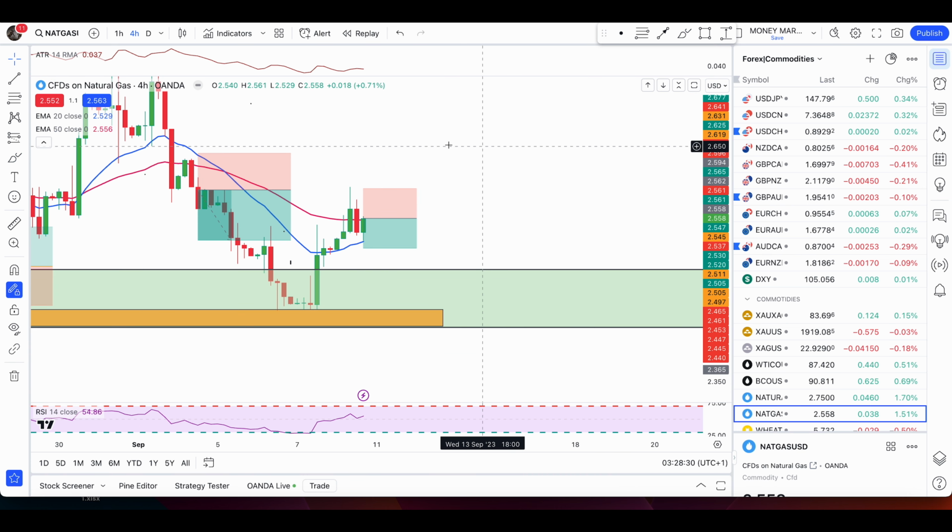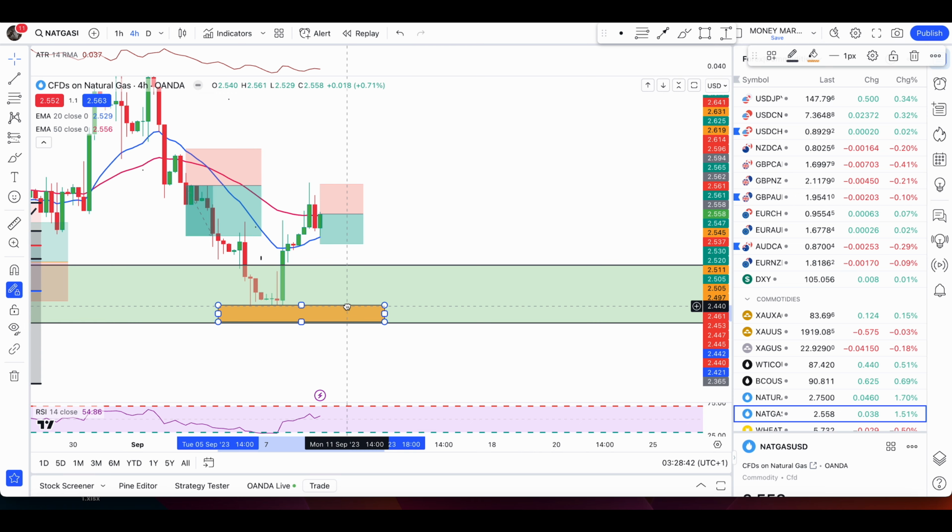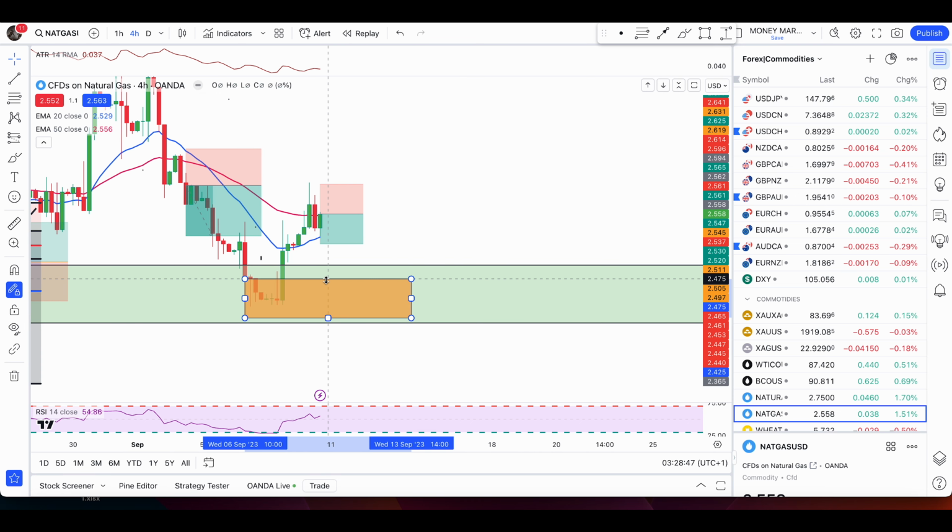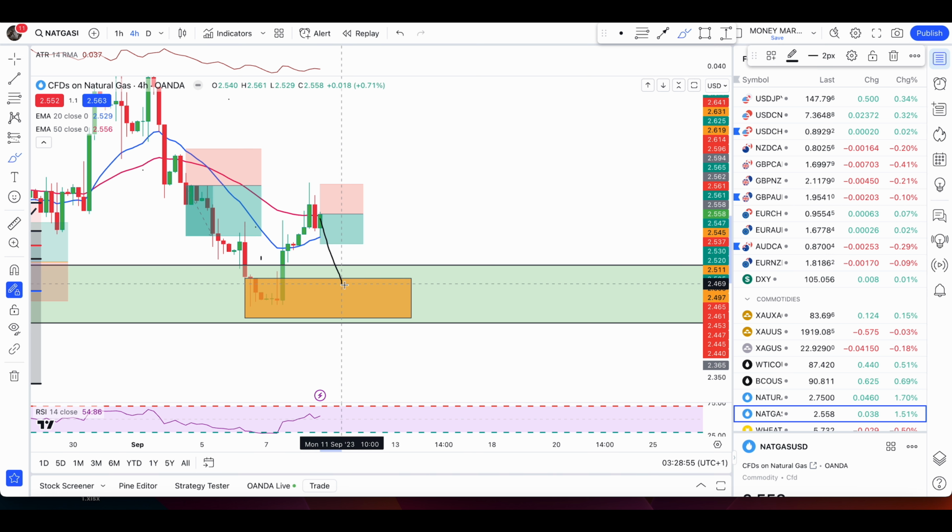Or we can get another retest of this zone right here. Let's make it more clear, and let's do it like this. So we can get a retest of this zone, a hit of this zone, and get a possible bounce again. So that is what I'm expecting from NatGas. Simple and easy, not complicating things.